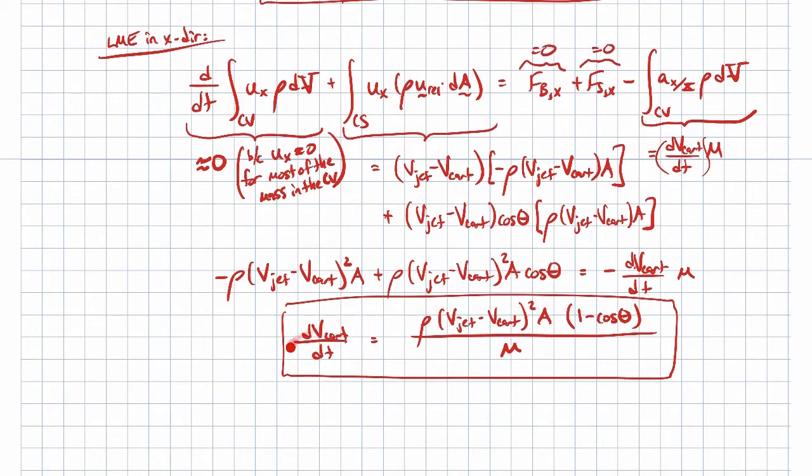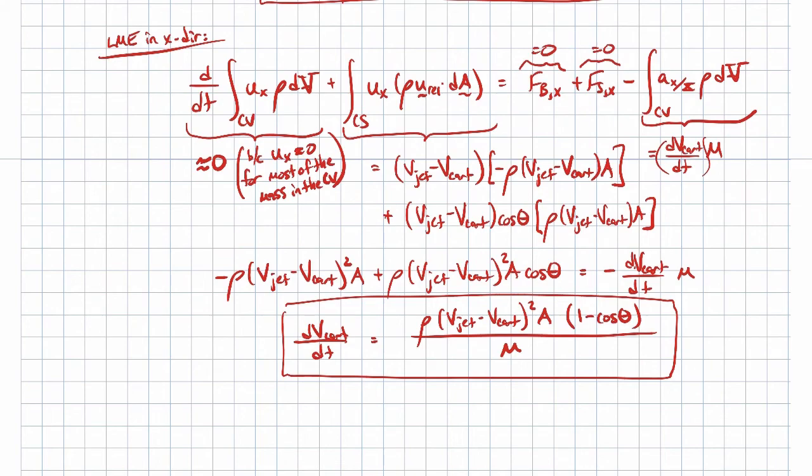Now that we have the acceleration, we could find the velocity as a function of time. The way we would do that is we'd have to solve this differential equation, keeping in mind that v cart is buried inside here, so we'd have to bring the v jet minus v cart to the left-hand side and then be careful with our integral. But we're not going to do that for this part of the problem.